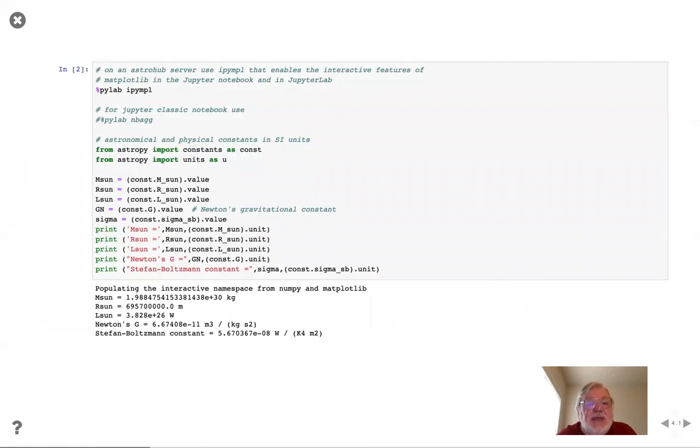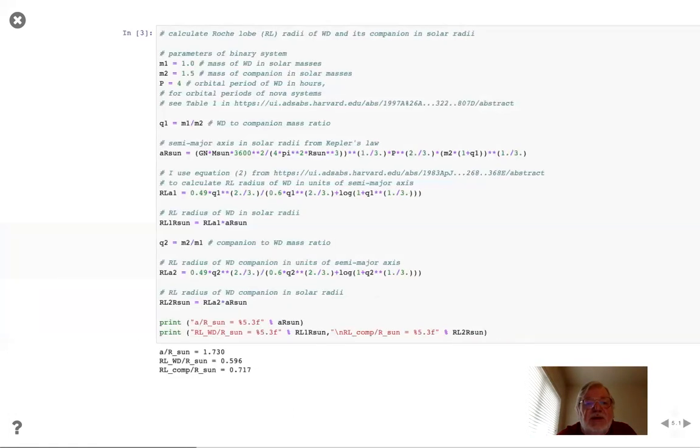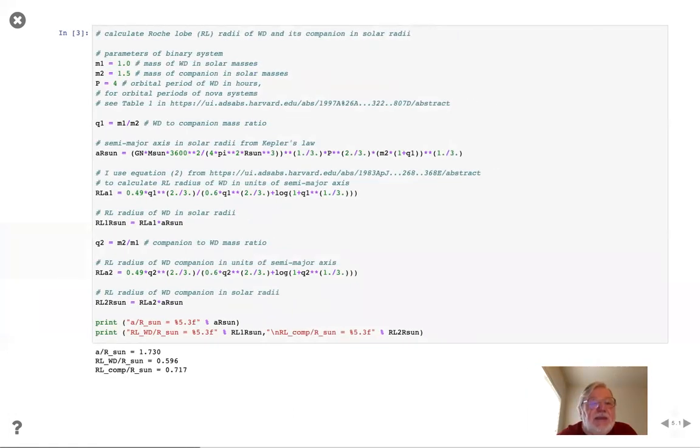It just shows how in the Python notebook you can import relevant astronomical and physical constants. I'm not going to comment on this slide. We will have a look at it later. Similarly, this slide shows how you can calculate the Roche lobe radius for the white dwarf and for the companion.